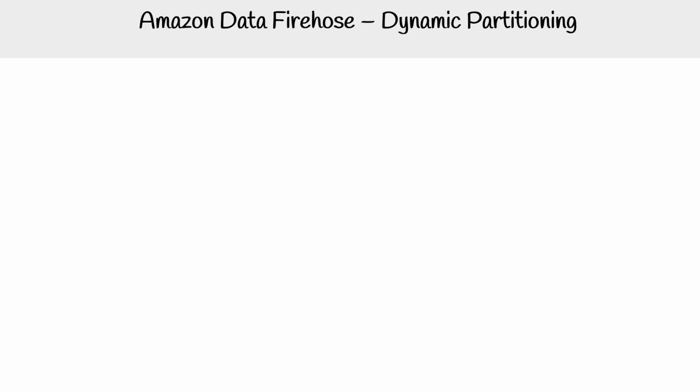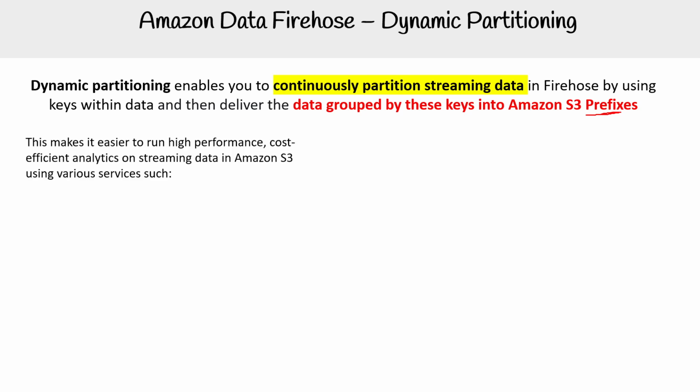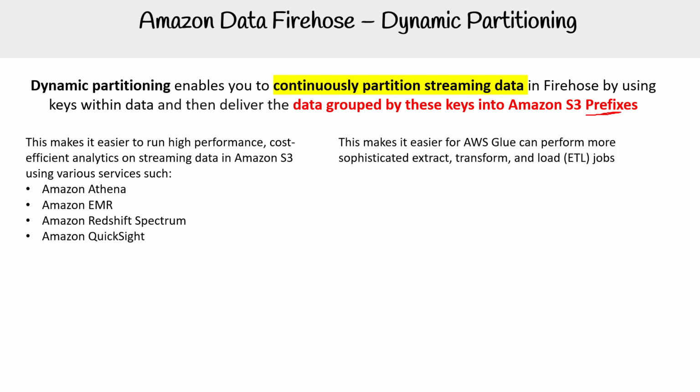For Firehose, if you need to partition your data, and when we talk about partitioning, we're not talking about shards, we're talking about partitioning at where we're going to store it, which is going to be S3. You can enable dynamic partitioning, which will continuously partition your data to S3 based on a prefix. So that's really useful. This makes it easier to run high-performance, cost-efficient analytics on streaming data in S3 using various services such as Athena, EMR, Redshift Spectrum, QuickSight. This also makes it easier for AWS Glue, which can perform more sophisticated extract, transform, load jobs.